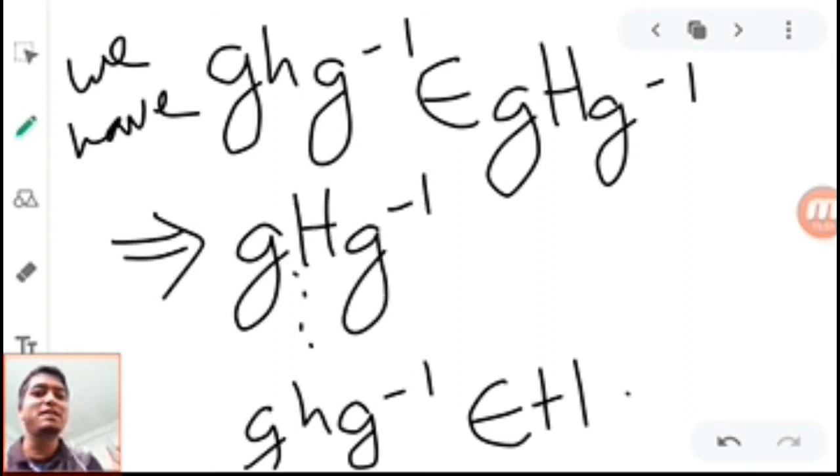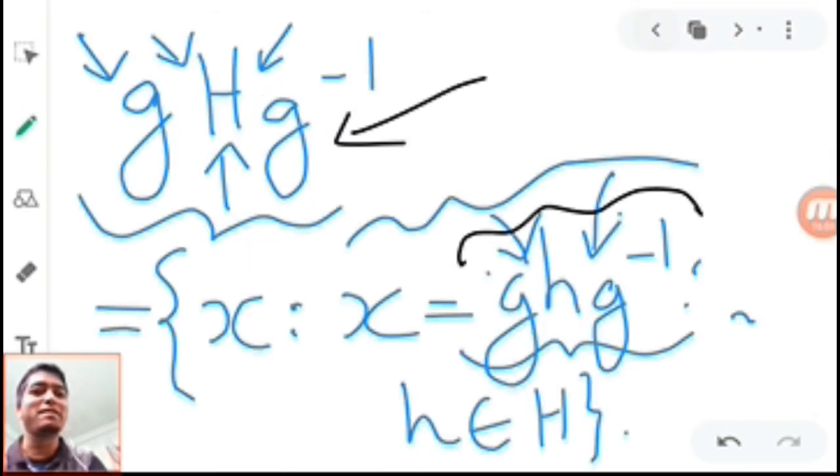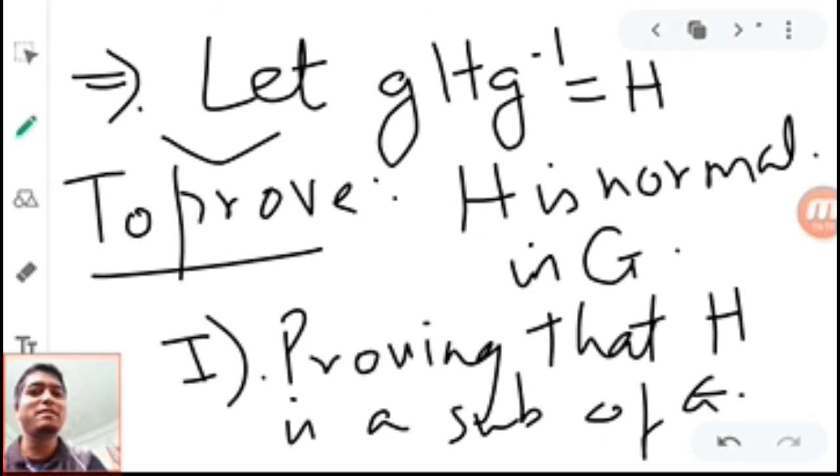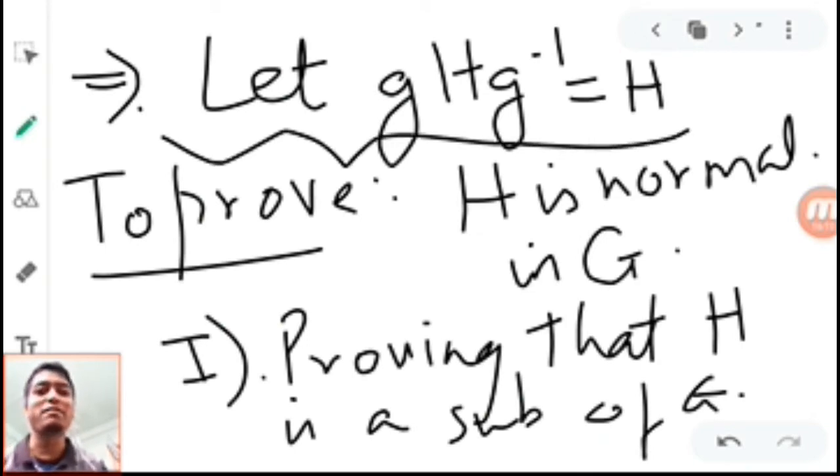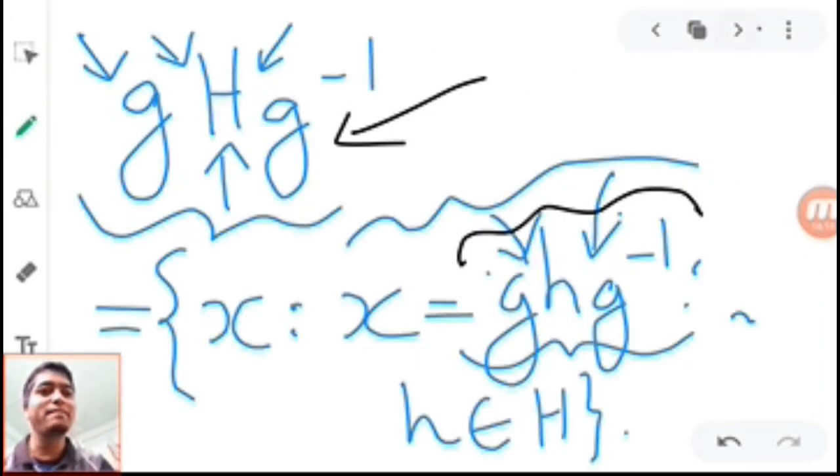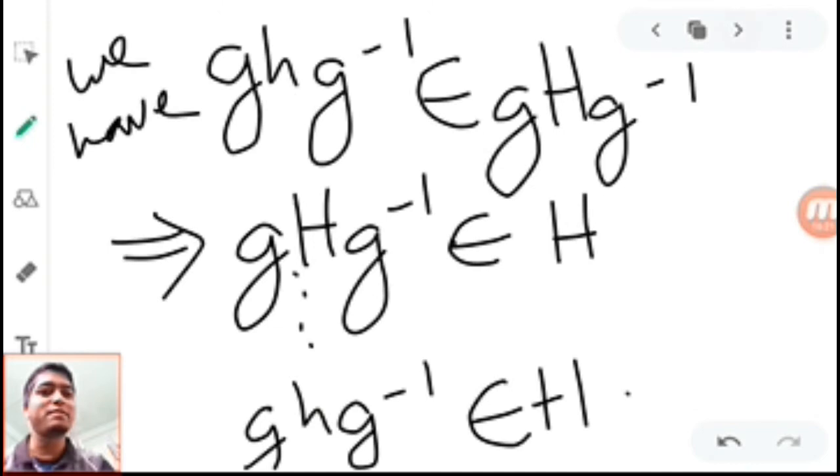But G inverse is equal to H. It's given. So let's see, this is what we are doing in the first part of the proof. Let G inverse equal to H. So that is why this line belongs to H.